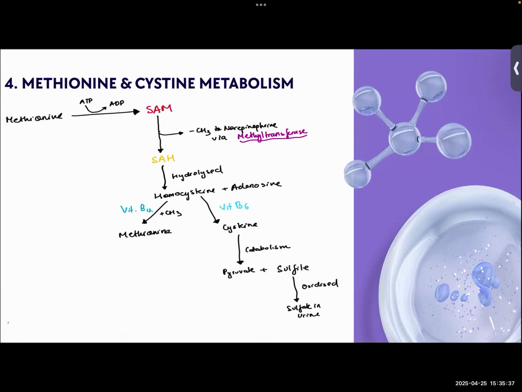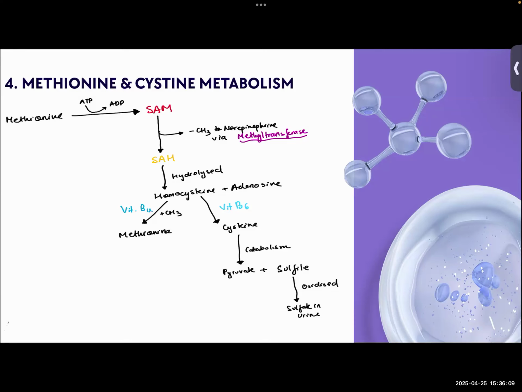Then, once SAM removes its methyl group, it becomes SAH, or S-adenosyl homocysteine. S-adenosyl homocysteine is then hydrolyzed and broken down into 2 compounds, homocysteine and adenosine. Homocysteine is a harmful compound. It's involved in atherosclerosis, vascular diseases. It's implicated in heart attacks due to ischemic reasons. So basically, homocysteine is not something that we want in our body. And when it is present, it's a red flag.